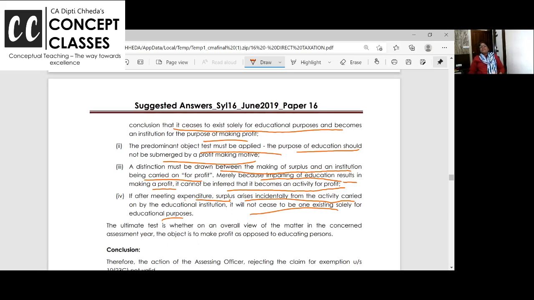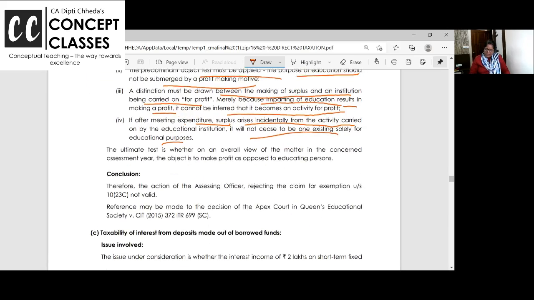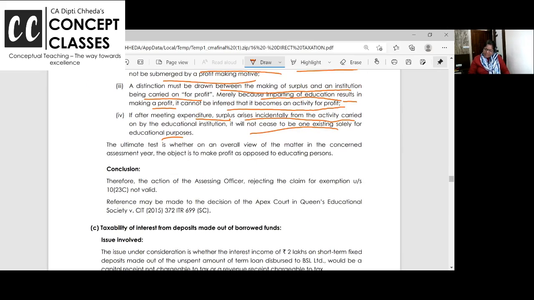You can write that point, that later on you studied fund-based accounting in the non-trading concern. Ultimately, the test is whether, on an overall view of the matter, the object is to make profit or for educating. Therefore, the action of the AO in rejecting the claim is not valid.